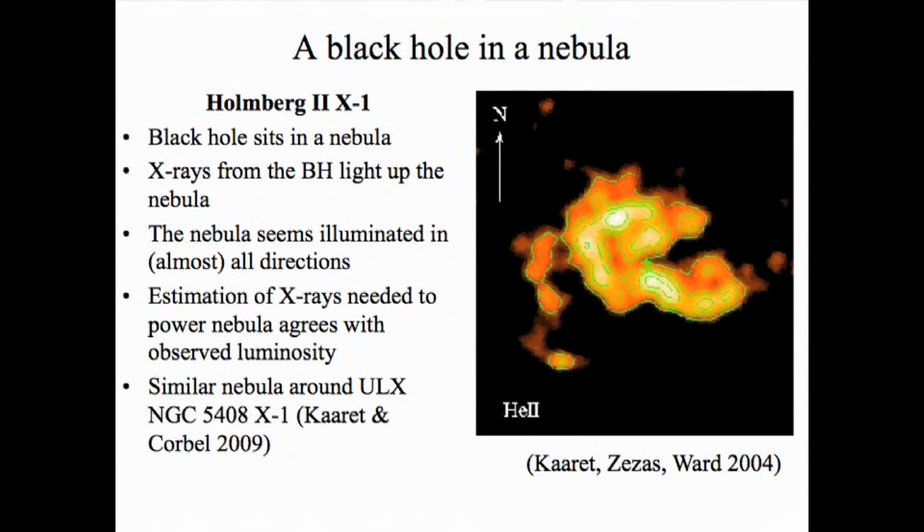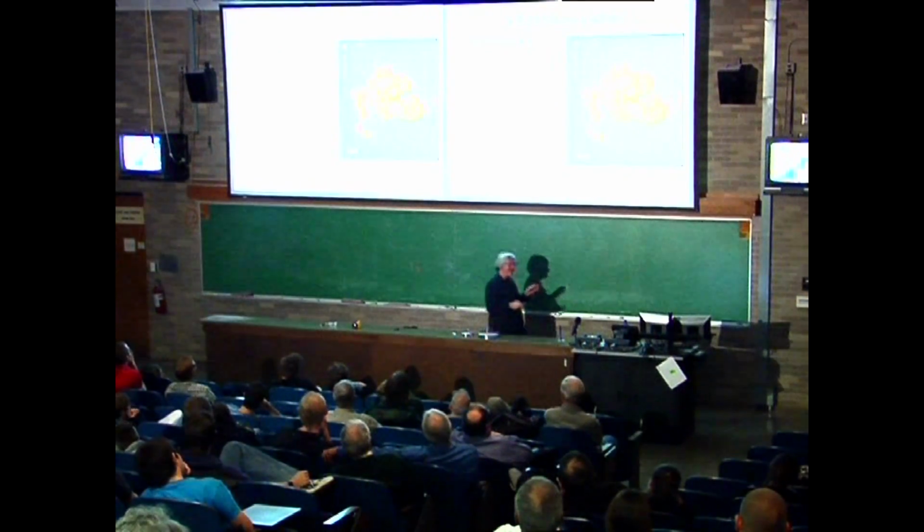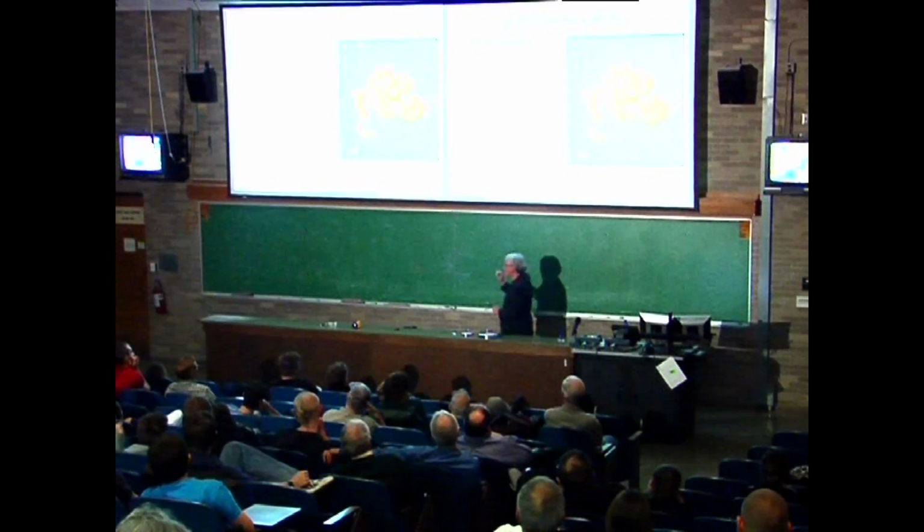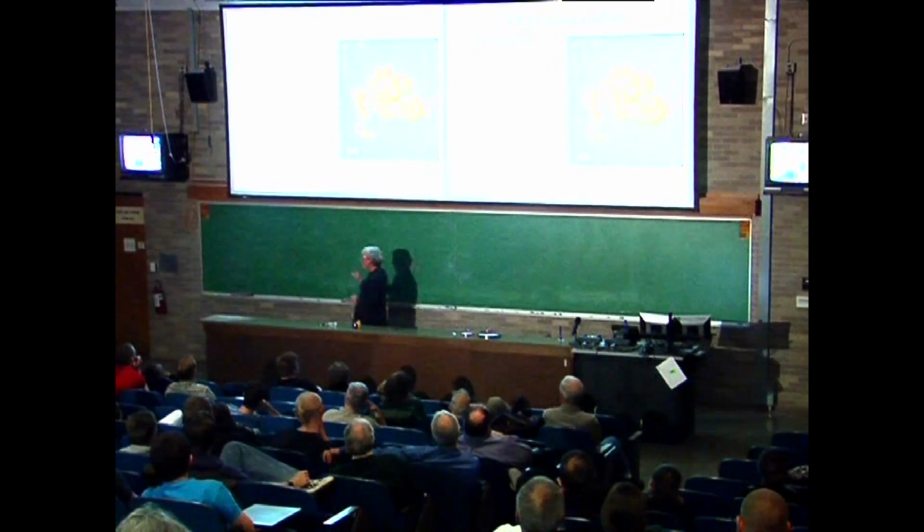But so it fell to me to actually use the Hubble to take a picture of this nebula that we found over here. So the X-ray source sits right in the middle there. And we took a picture using the Hubble Space Telescope, not with X-rays, but in a special line produced by helium atoms only when they get struck by an X-ray.